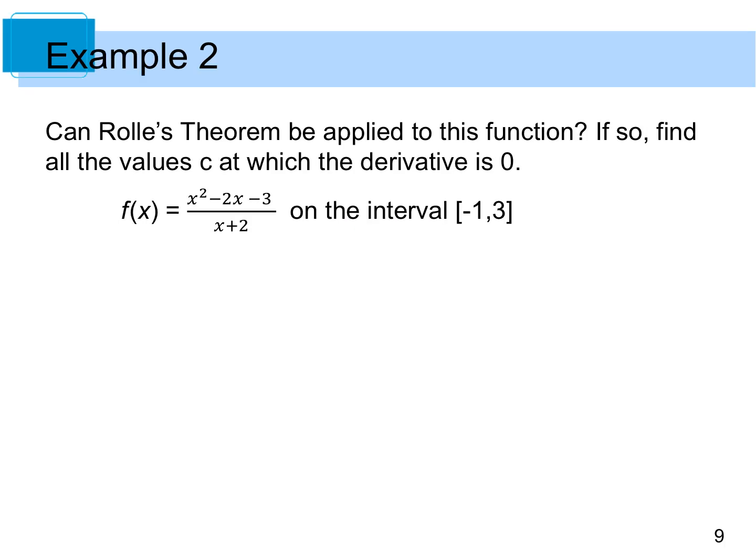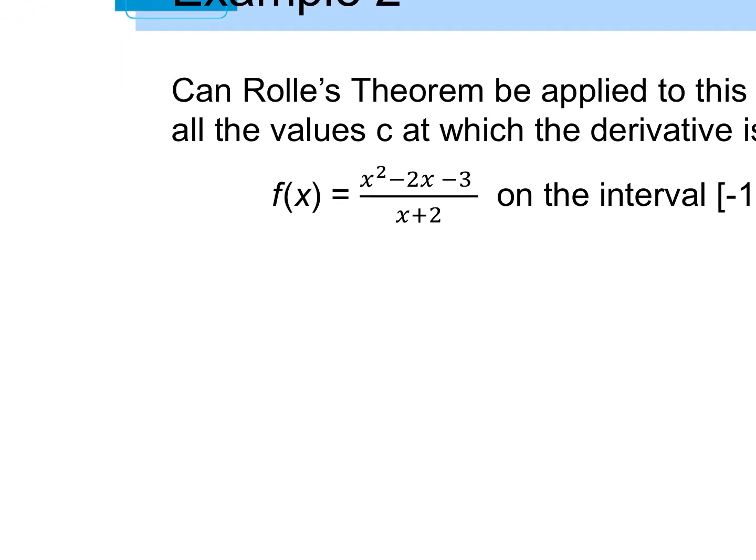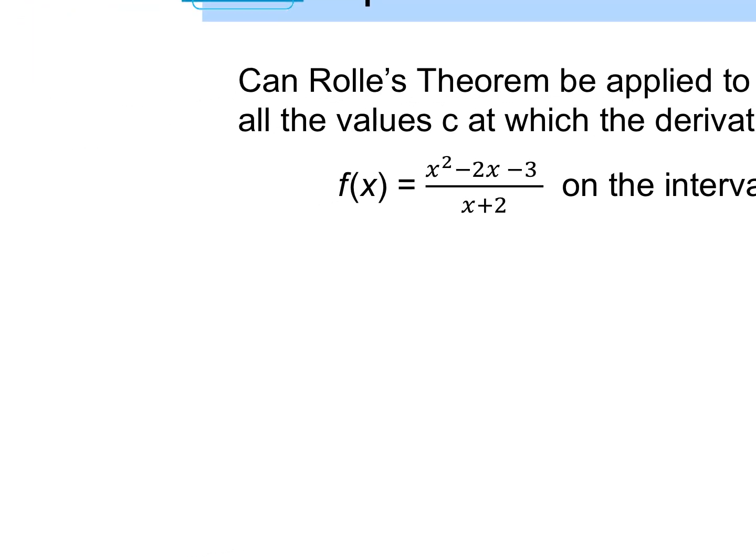Let's look at example 2. Can Rolle's theorem be applied to this function? If so, find all the values C at which the derivative is 0. So here we've got to be careful because we do have a fraction. So we want to figure out, is it continuous from -1 to 3? Is it differentiable from -1 to 3? And does f of -1 equal f of 3? So we have to check these three things.